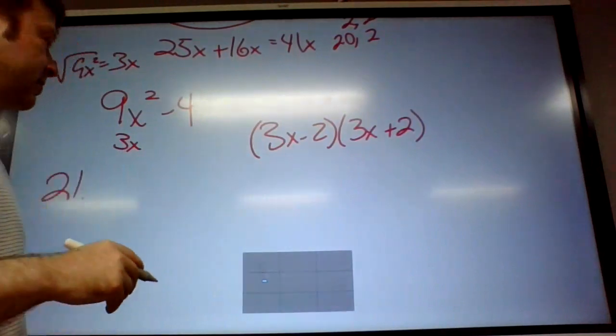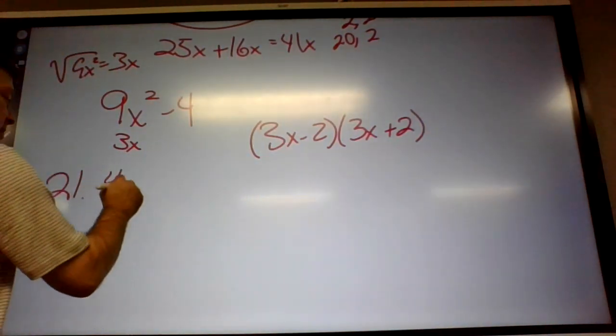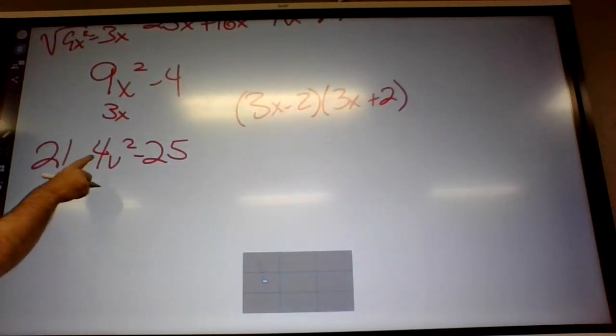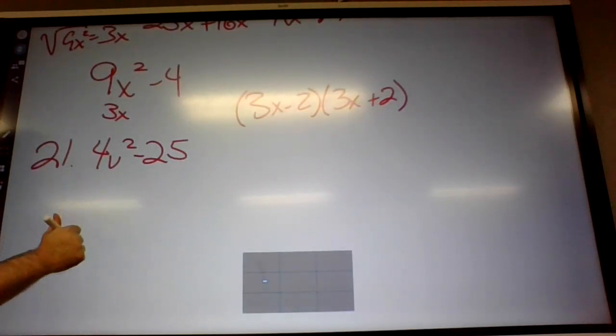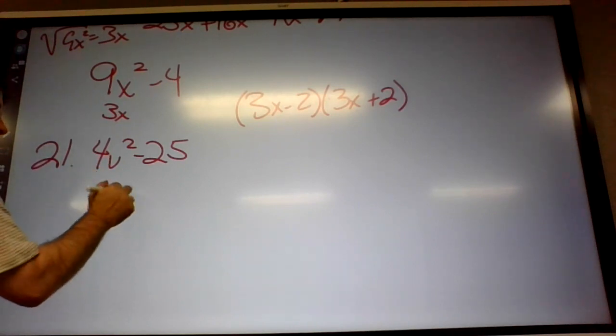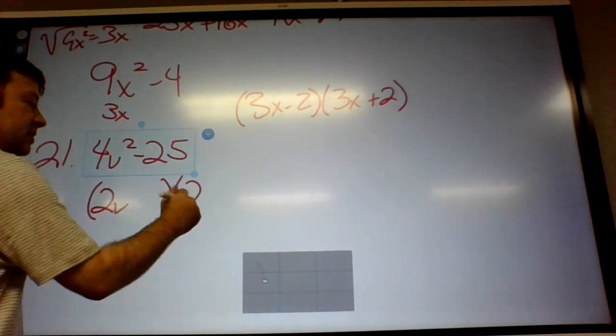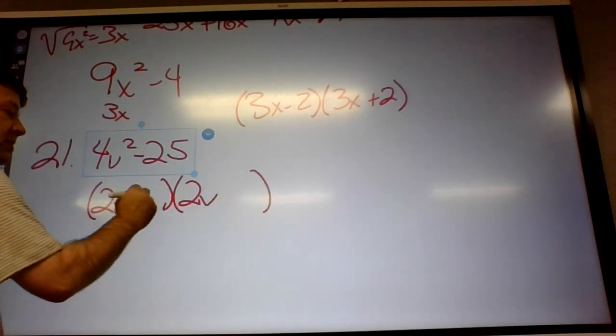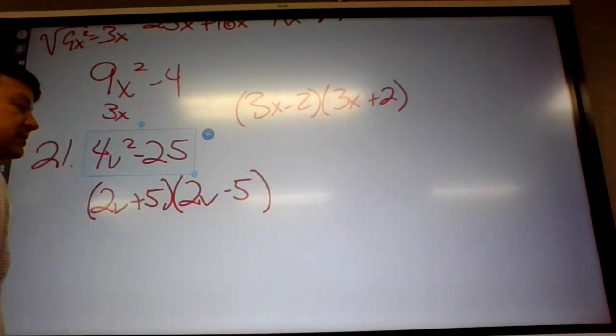All right. So, given that, Brianna, do you know what the square root of this is? Yeah, 2. So this will be 2v. And you remember the square root of this one? 5. So it'll be plus 5 and minus 5. That's it. If you know what to do, those are the easy ones.